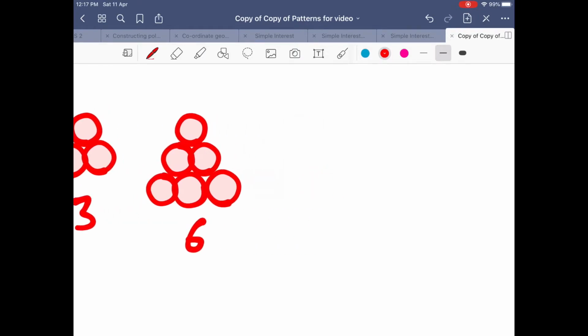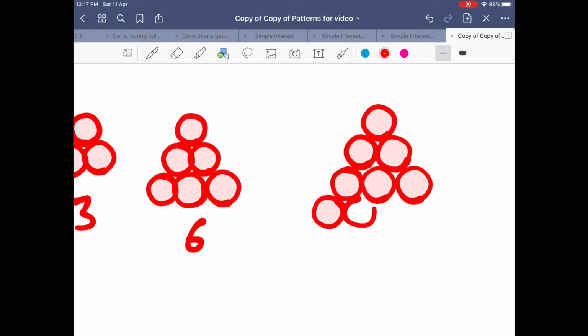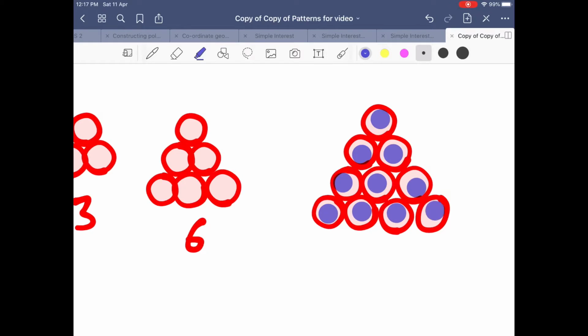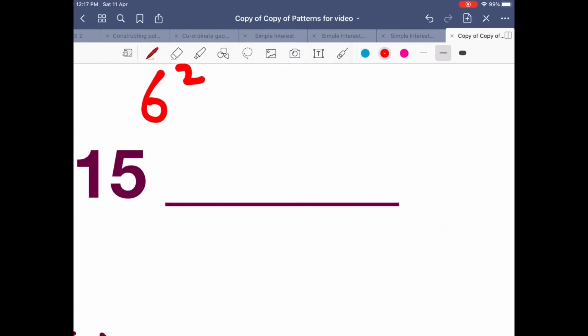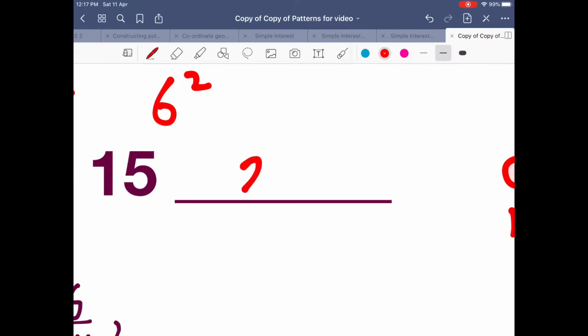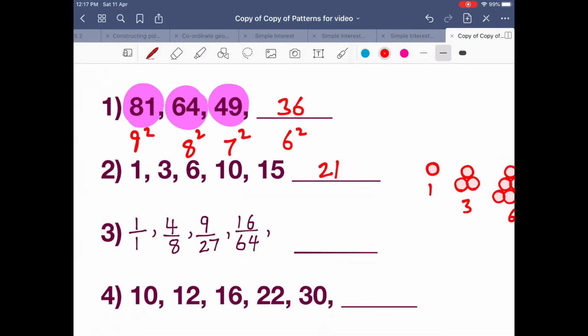So let's do one more. Right, so if we count, we get 1, 2, 3, 4, 5, 6, 7, 8, 9, 10. Right. So if we do one more row like this, we will get 15, and then the next one will be 21. So of course you can take your time and draw out all the triangles to learn more about triangular numbers.